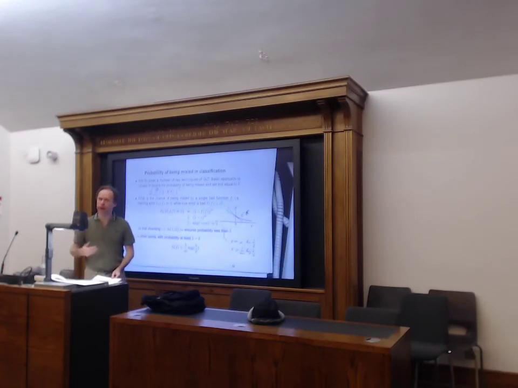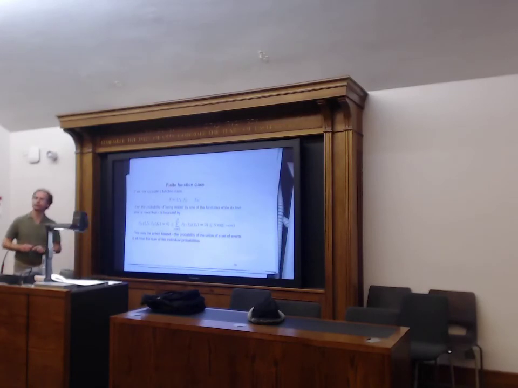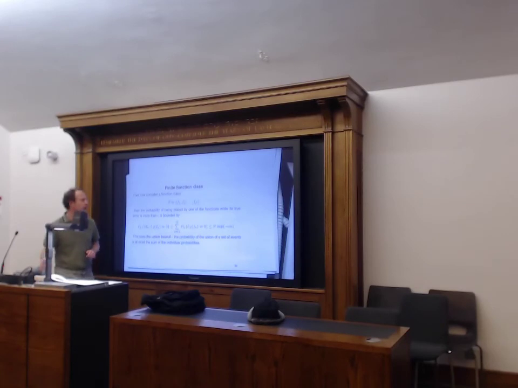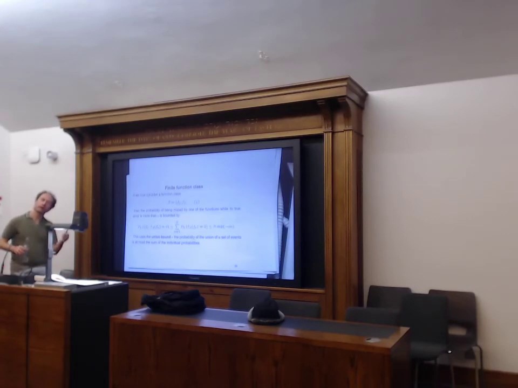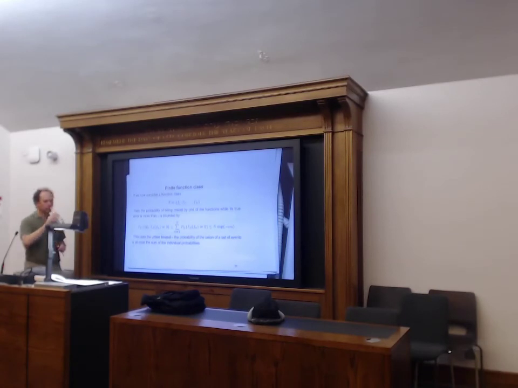Then we can continue the argument with many functions. So what about if we have n functions? Then what we need to do is a union bound. Now we need to look at them one by one, and the probability that one of them is equal to 0 is less or equal than the sum of the probabilities that each of them is equal to 0.